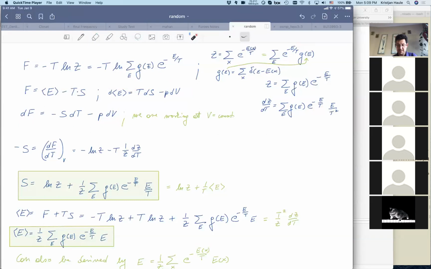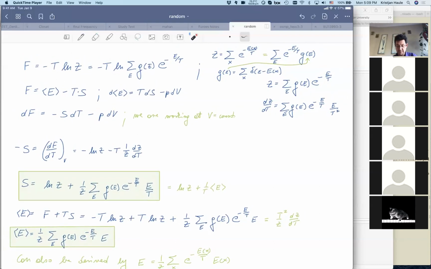Then when we write dF as dE minus S dT minus T dS, we get this relation that dF is minus S dT minus P dV. So again, S here is entropy, dT is temperature, and then we have this P dV, but we are working at constant volume, so therefore this term vanishes for our case.